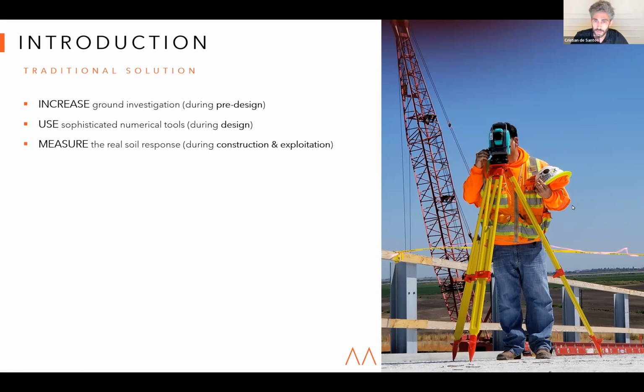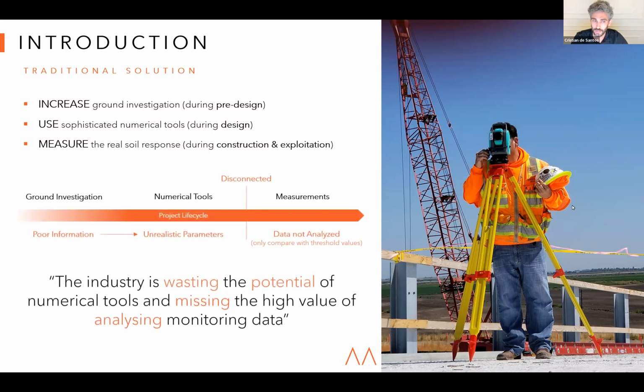However, if we take a picture of the entire life cycle of a project, the reality is we are still starting our projects with poor information, which makes us use many times unrealistic parameters during design. And even though we are measuring a lot, we are not proactively analyzing the data to enrich our models or our designs. If we are lucky enough, we are comparing the data with some kind of thresholds.